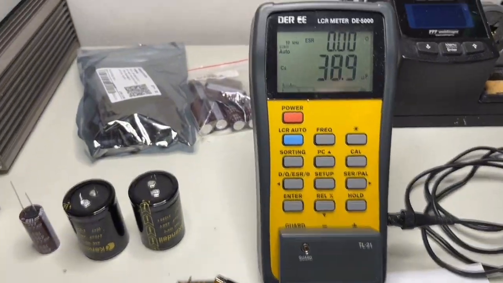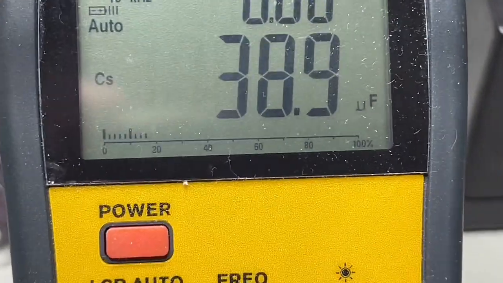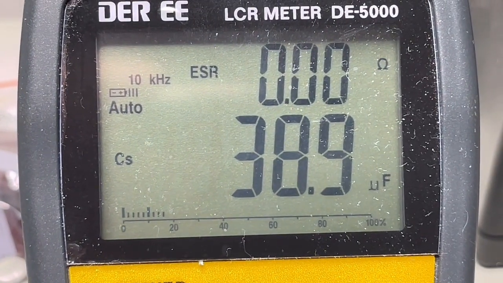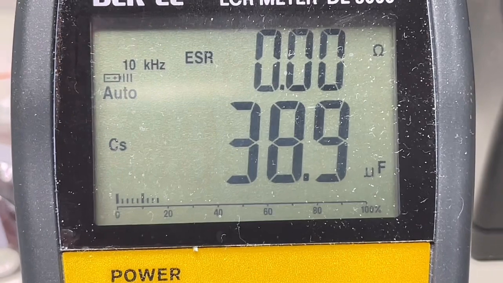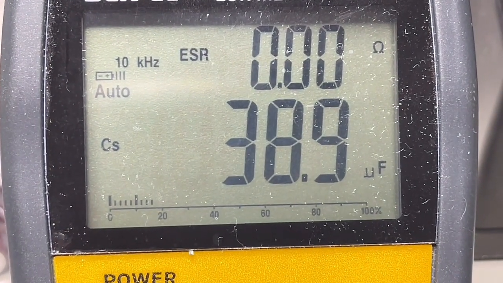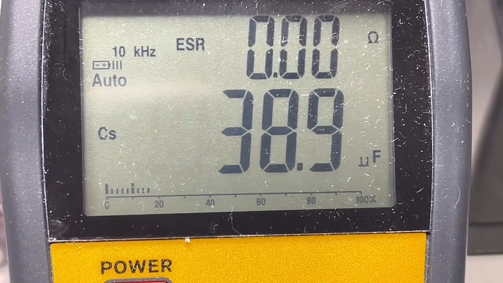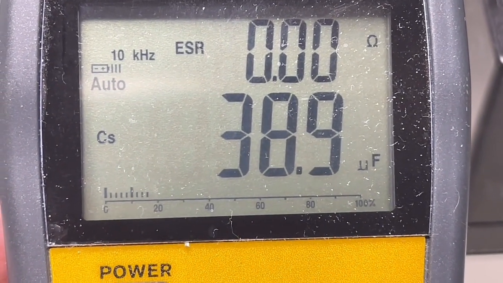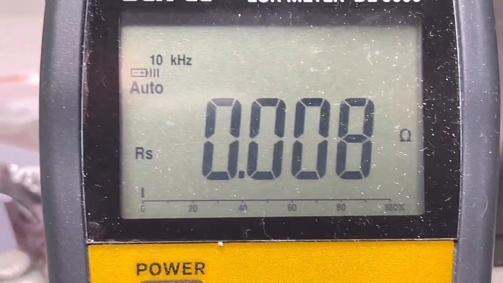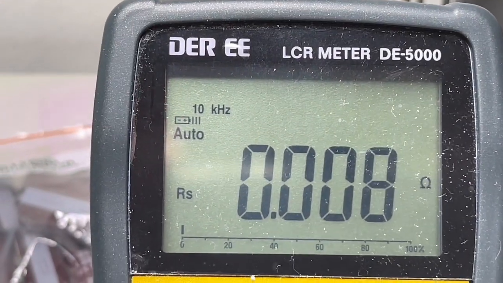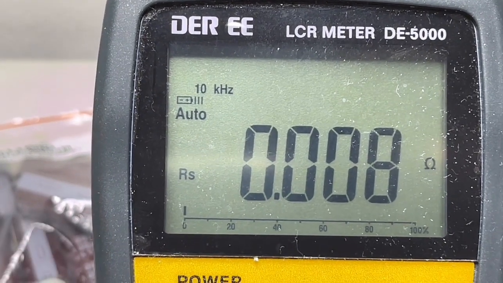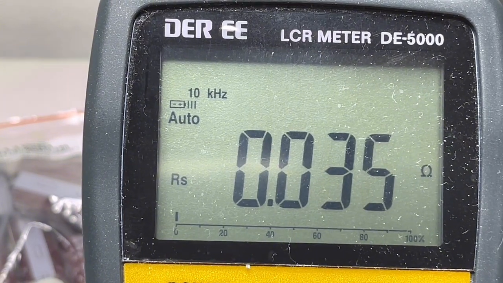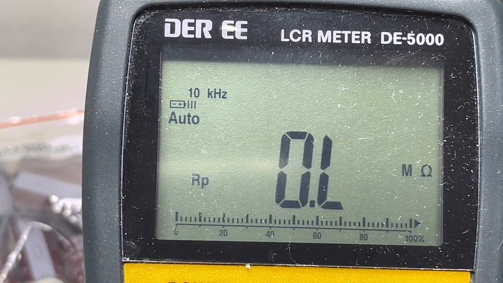So, what do we see here? We see at 10 kilohertz that the ESR is less than 10 milliohms, and we have a capacitance of almost 39 microfarads. Of course, again, completely frequency dependent. Let's go down to see at 10 kilohertz, it's 8 milliohms. So now we have again this thing of discharging, charging, etc.